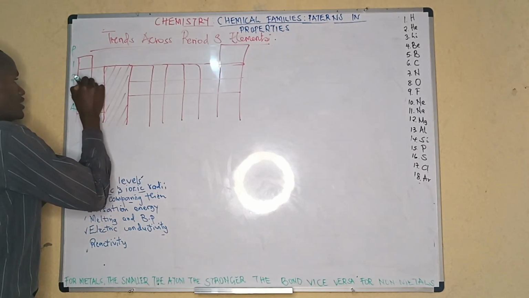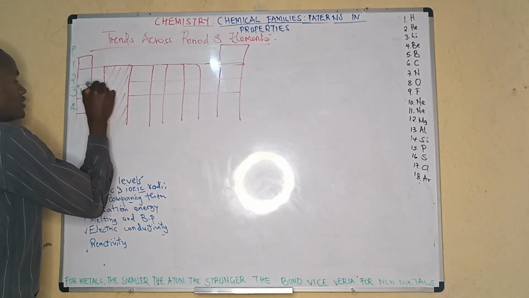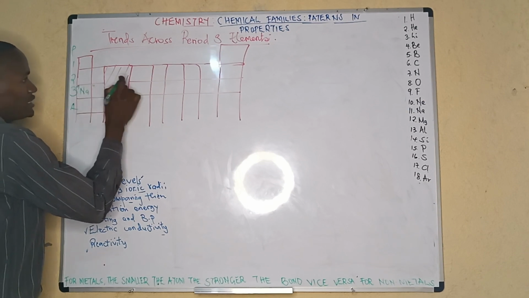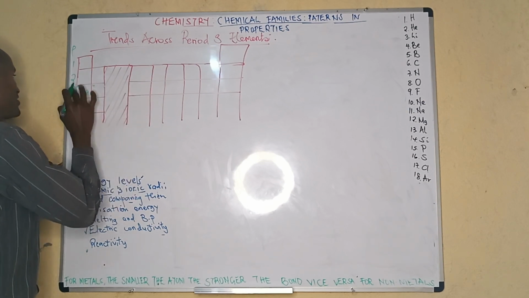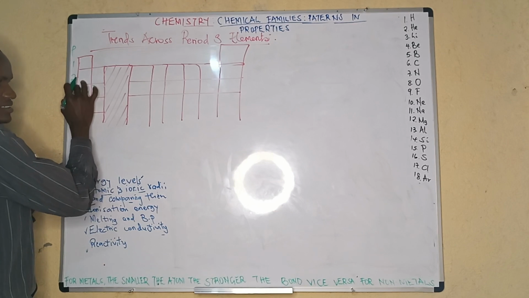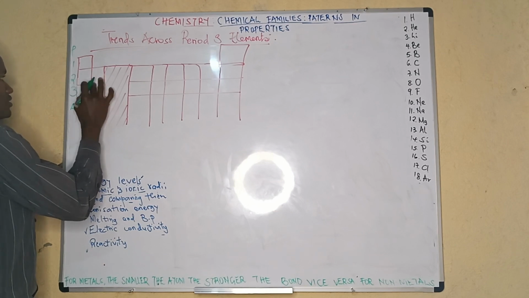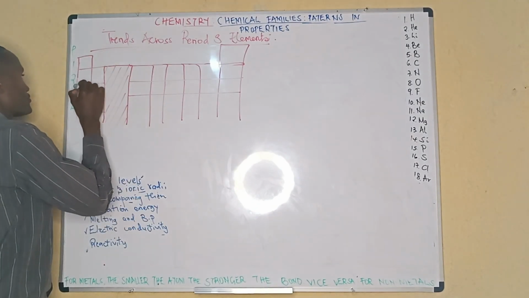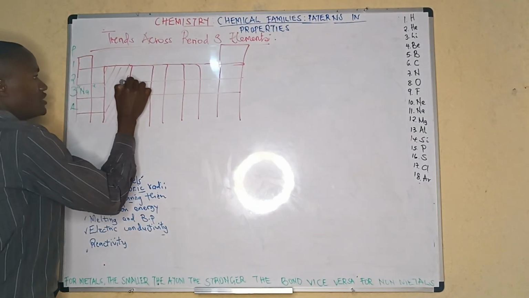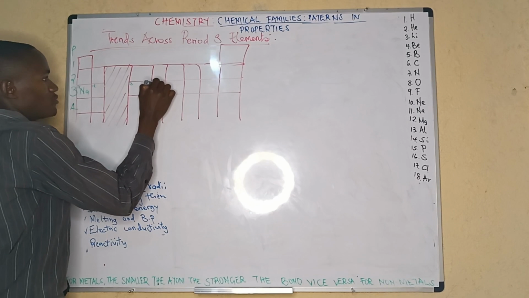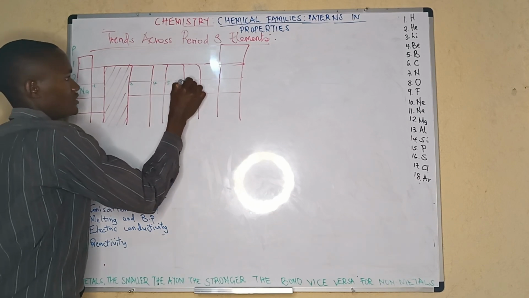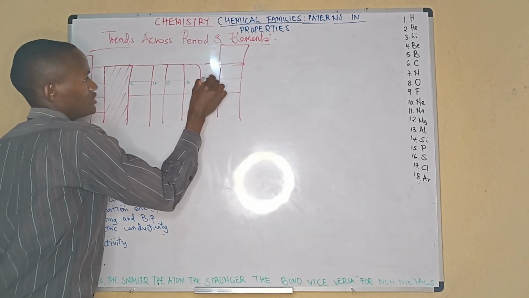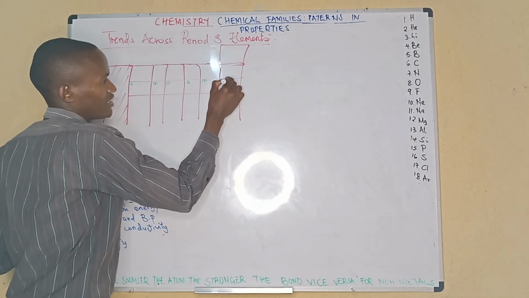Sodium. First, number 10. Oh, sorry, not number 9. What did I say? Sodium is number 11. Number 12. Number 13. Number 14, 15, 16, 17, and our very last, argon, 18.